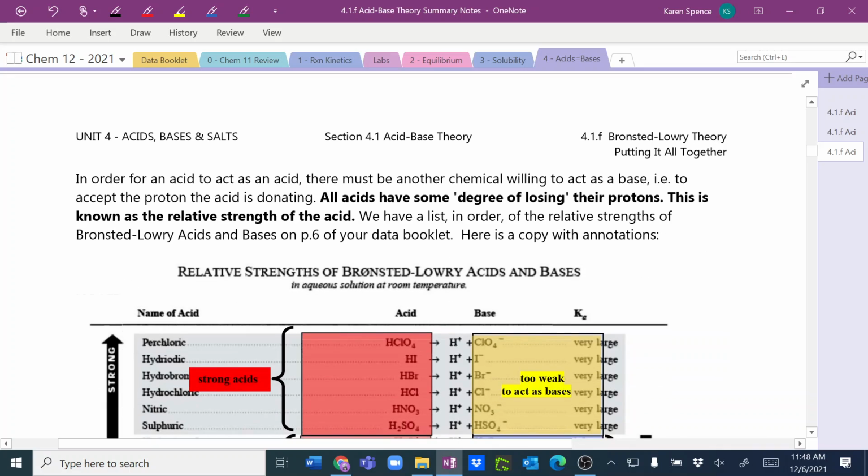In order for an acid to act as an acid, there has to be something else present to act as a base. You cannot have an acid if nobody is there to accept the proton. Okay? And all acids have some degree of losing their protons, and this is their relative strength.